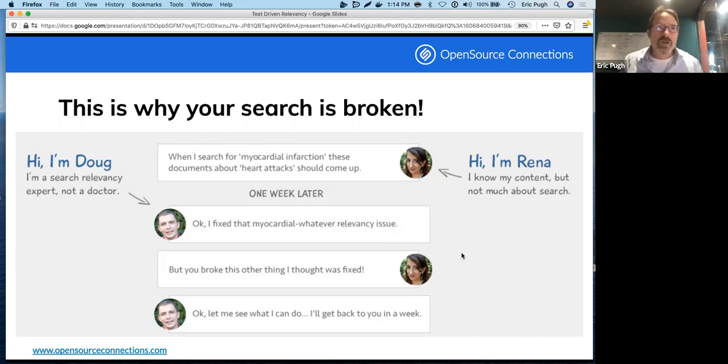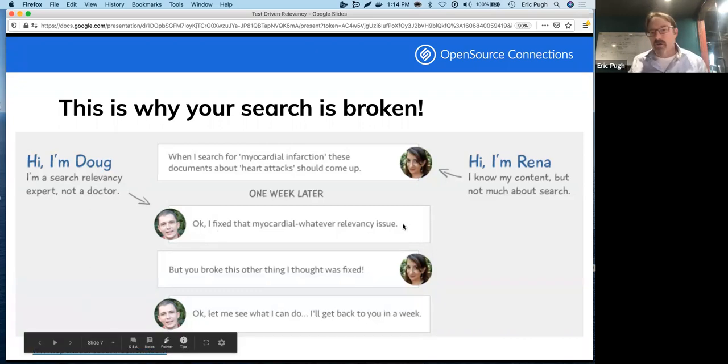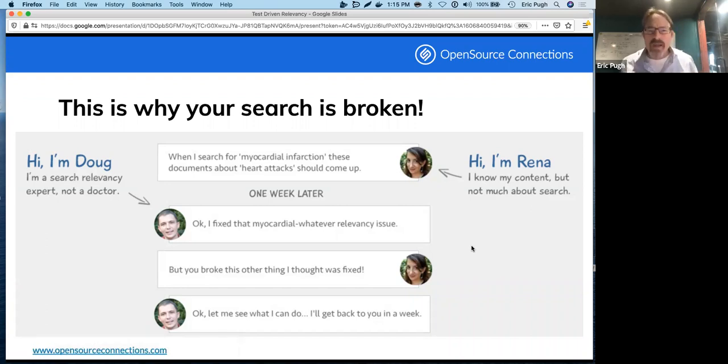But you can imagine why the heart attack documents weren't getting returned, because they use totally separate terms than myocardial infarction. That's the scientific name, the term a doctor might use. Heart attack is what an everyday person would type in. And so Doug went ahead and fixed it. He used some synonyms, he did some relevance engineering stuff, some cool things, and he fixed it.